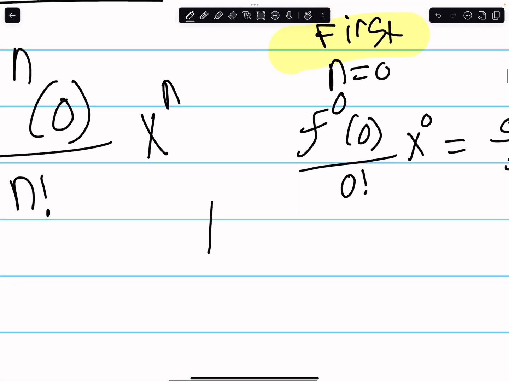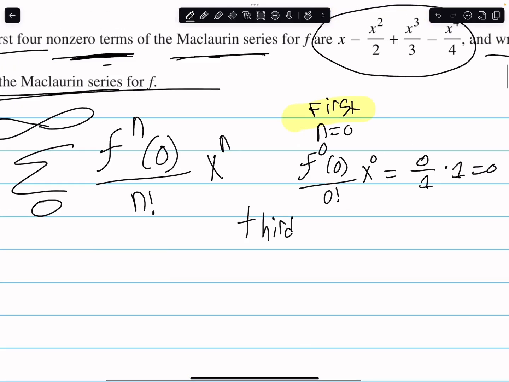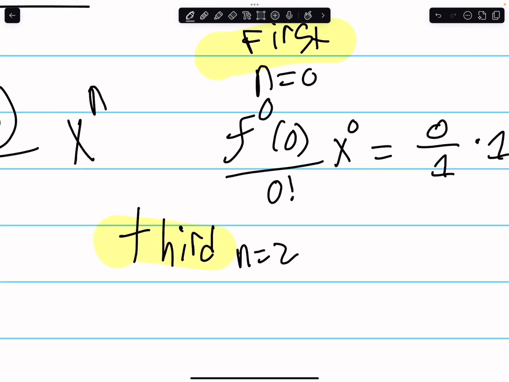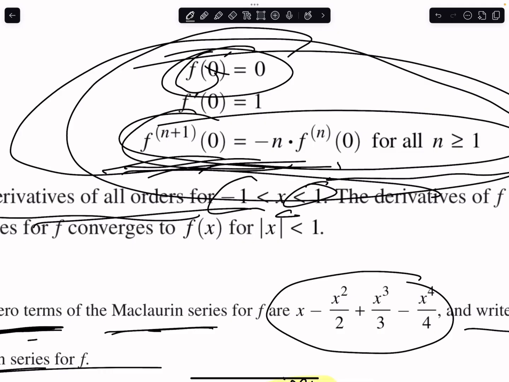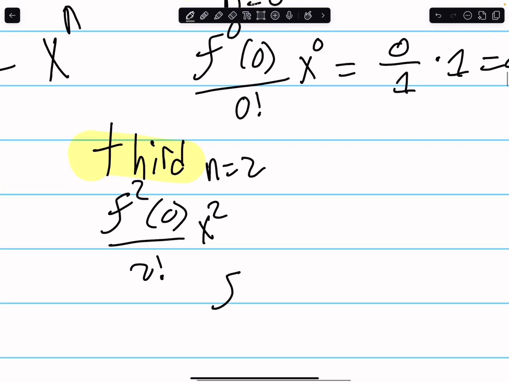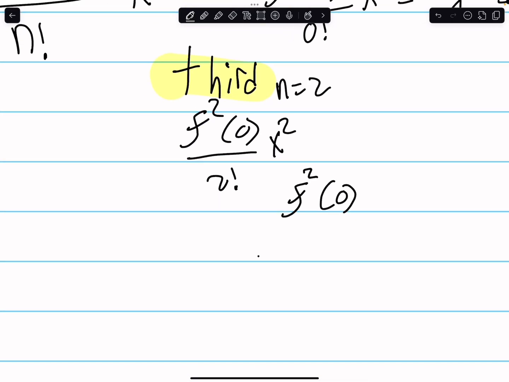We move on to our third term, which is our second non-zero term, hopefully, but our third overall, where n is equal to 2. And we plug in, once again, the second derivative of f at 0 over 2 factorial times x squared. This is where it gets a little bit tricky because we're no longer given direct values, but we are given an equation: the n plus 1th derivative of f at 0 is equal to negative n times the nth derivative of f at 0.